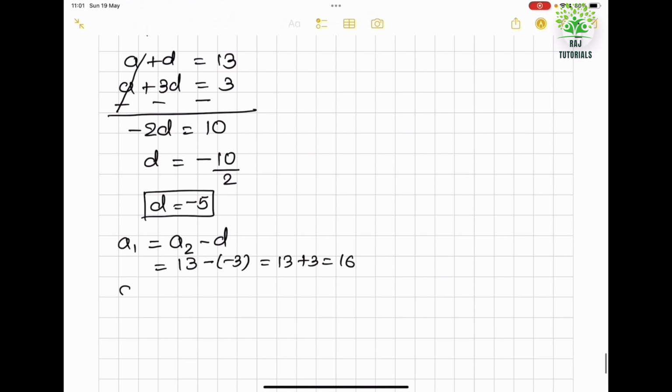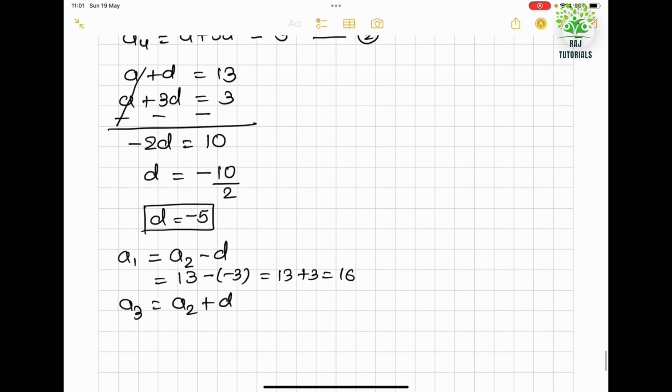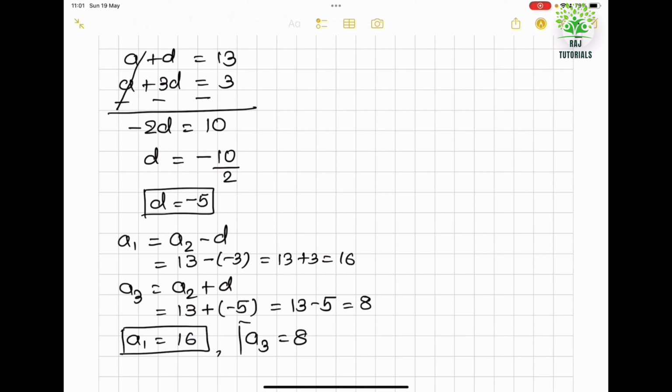Now A3 I don't know. So A3 will be A2 plus D. So A2 is 13 plus D, minus 5. So 13 minus 5 will be 8. So A1 is 16, A3 is 8.